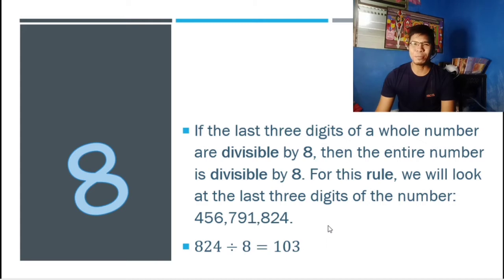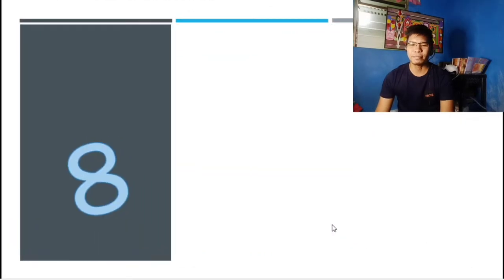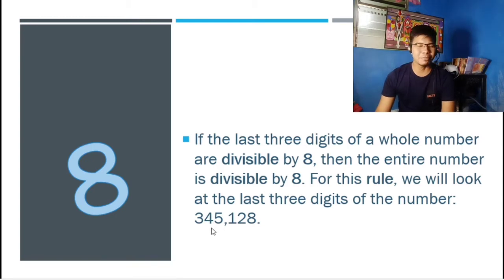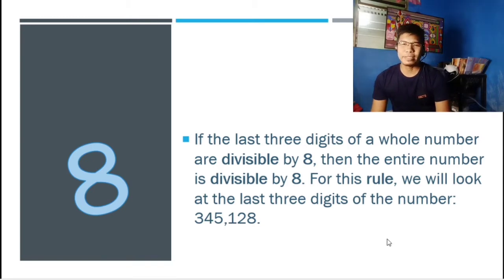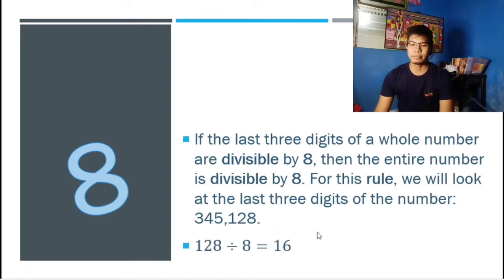Let's have another example. Suppose you are given 345,128. All we have to do is get the last three digits, which is 128. So let us divide 128 by 8. 128 divided by 8 is equal to 16. And by that, 128 is divisible by 8. Therefore, 345,128, our given, is divisible by 8.